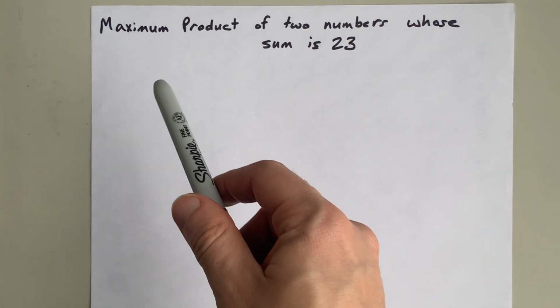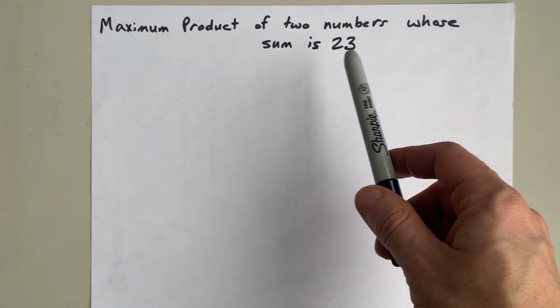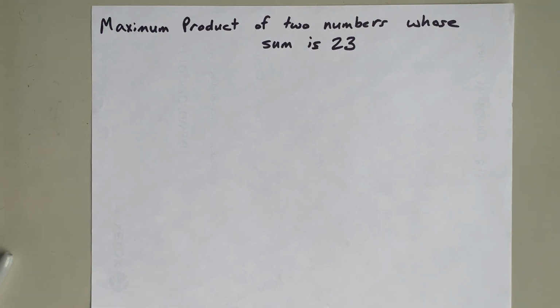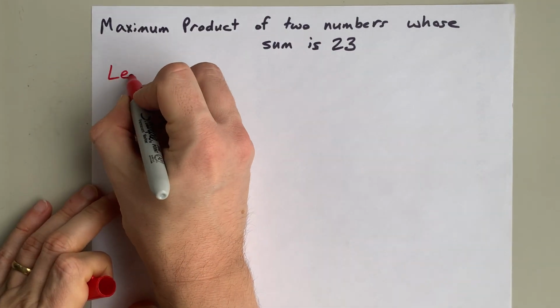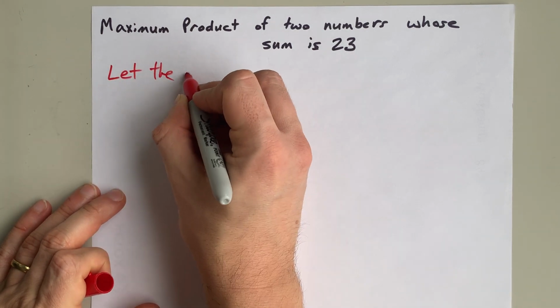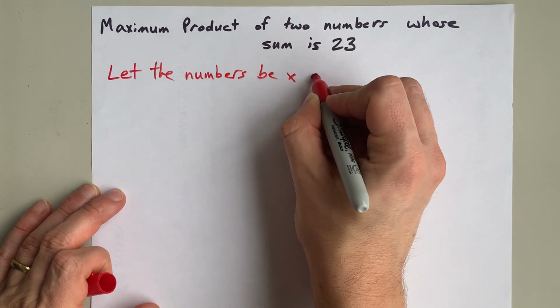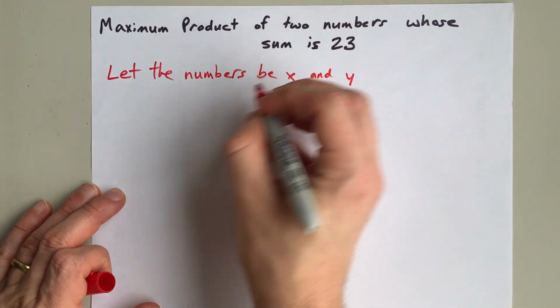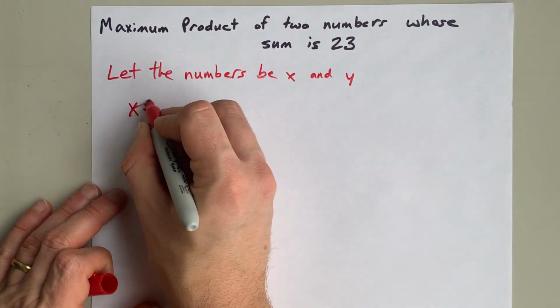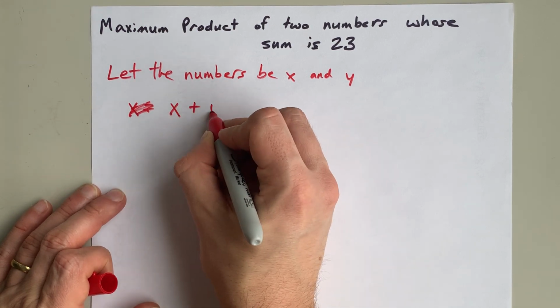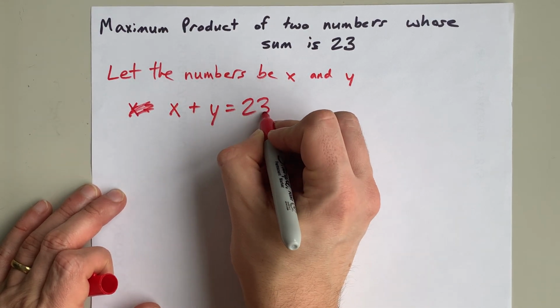We're gonna find the maximum product of two numbers, and the two numbers have to add to 23. So let's just say that the numbers are x and y. Now, what that means is that x plus y is 23. Wow, I can't even write a plus sign. X and y combine to make 23.